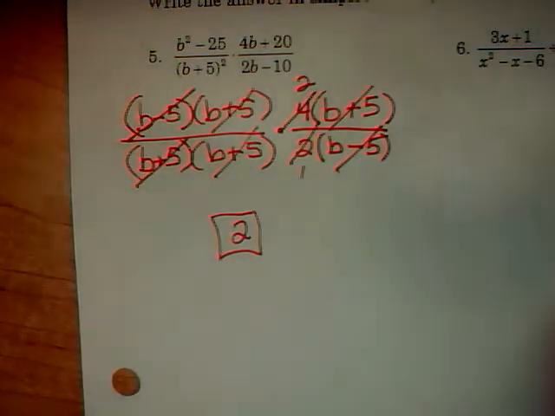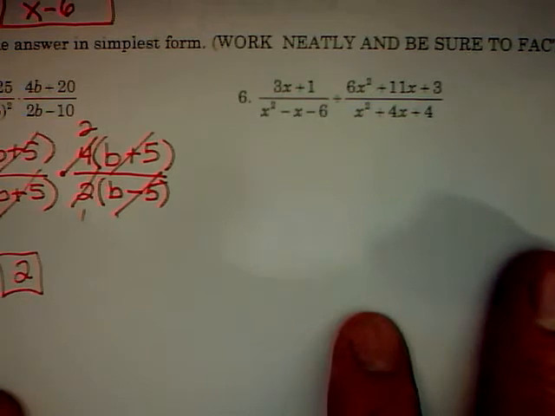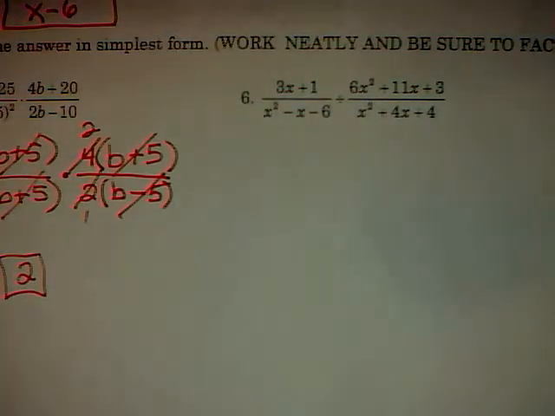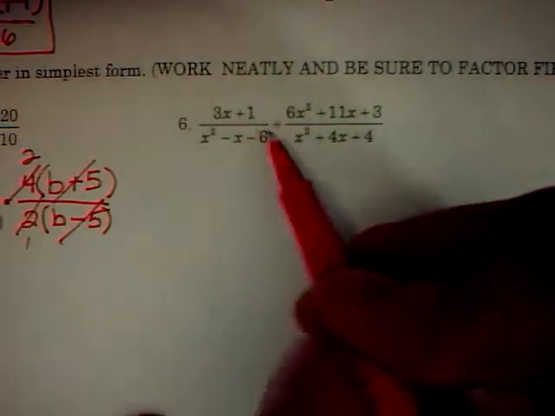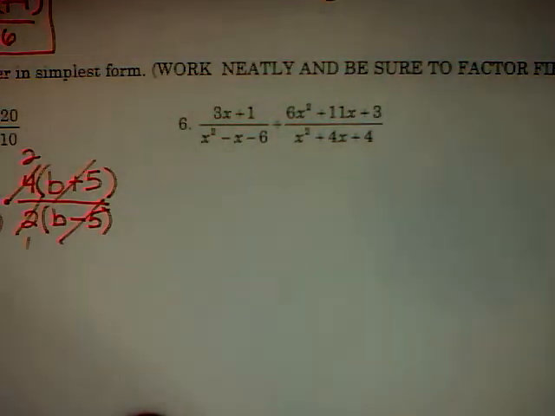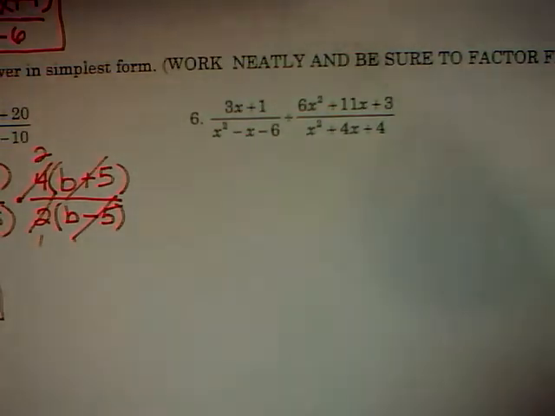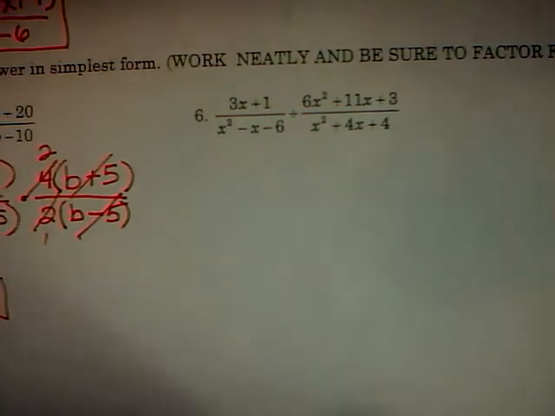Okay. So on division questions, very similar to multiplication. We only need to be careful of the division sign. We're going to switch that to multiplication, and we're going to flip the second fraction. But everything else just gets factored and canceled at the end after you flip and multiply.